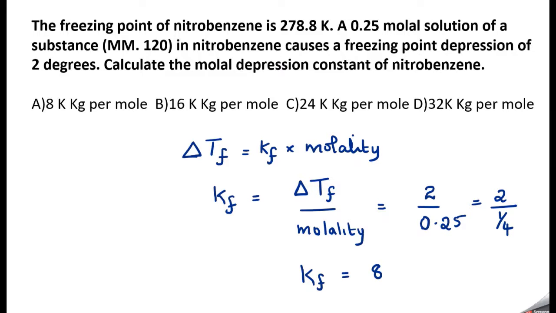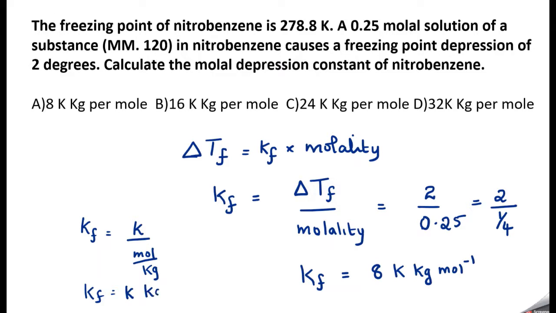The unit is given here, Kelvin kilogram mole raised to minus 1. Kelvin is coming from delta Tf, the temperature unit. Molality, you know, is the number of moles per kilogram. So you can see how I am deriving the unit. For temperature, I put Kelvin. Molality is the number of moles divided by the mass of the solvent in kilograms, so mole per kilogram. So Kf will become Kelvin kilogram in the numerator, and mole raised to minus 1.